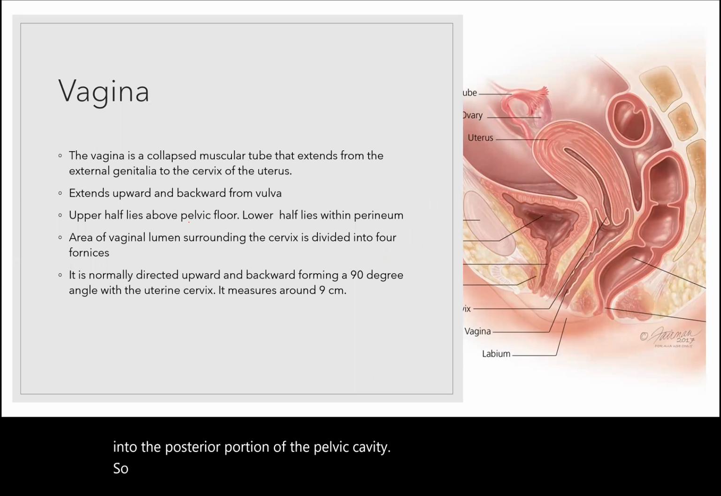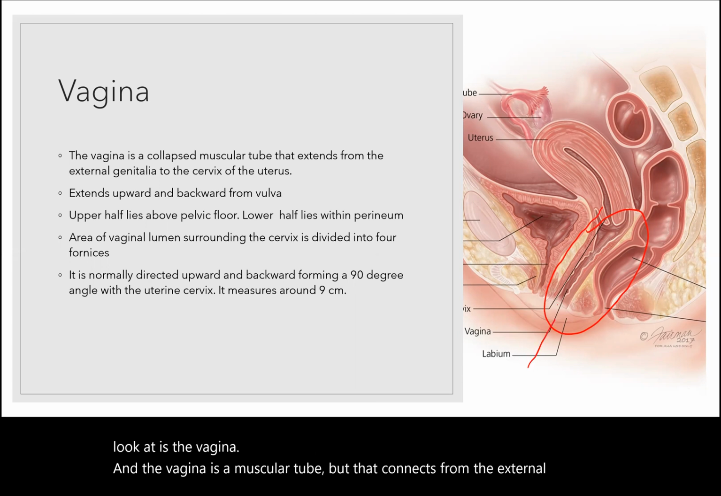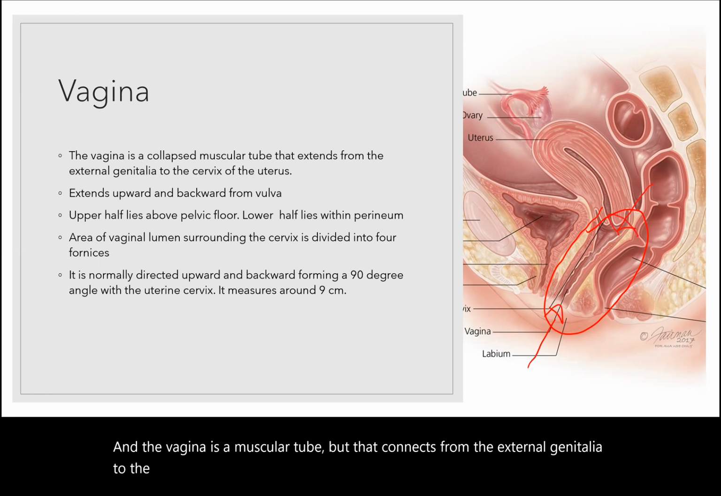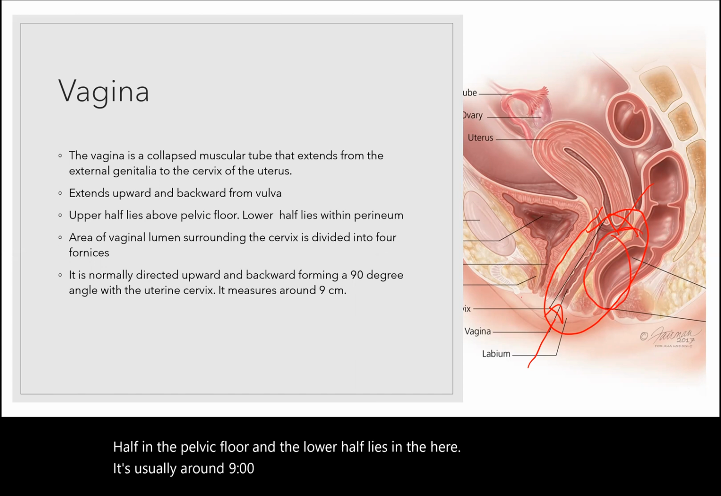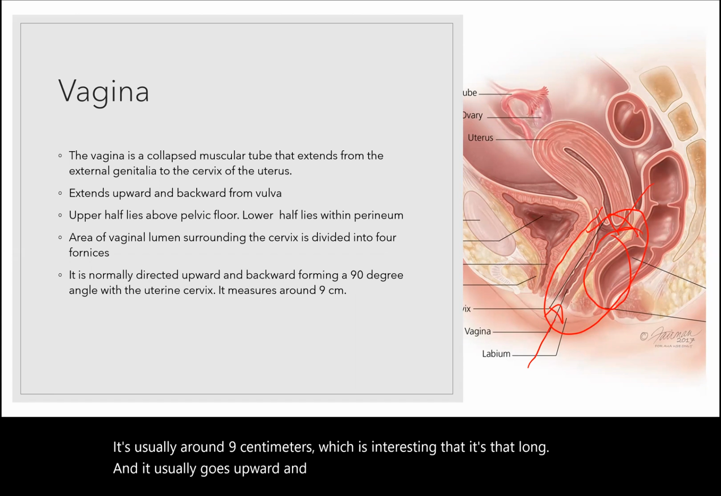So with the uterus and the reproductive system, our first thing we're going to look at is the vagina. The vagina is a muscular tube that connects from the external genitalia to the uterus. It usually extends upward and backward from the vulva, and the upper half lies in the pelvic floor, and the lower half lies in the perineum here. It's usually around 9 centimeters, which is interesting, that it's that long. And it usually goes upward and backward at about a 90-degree angle.